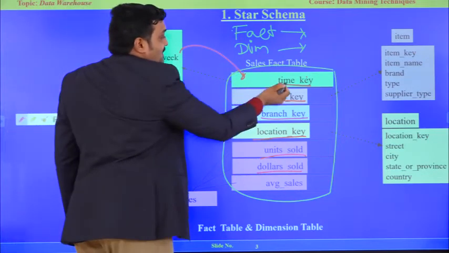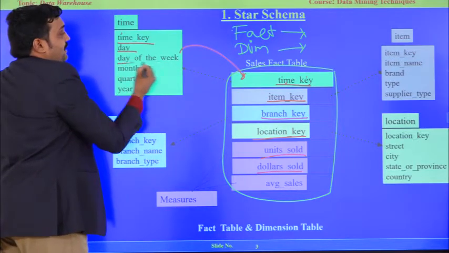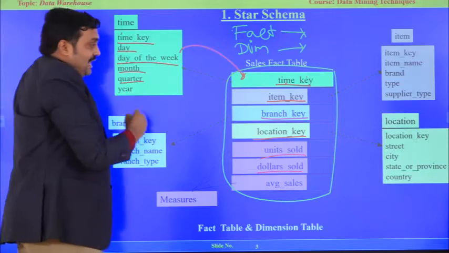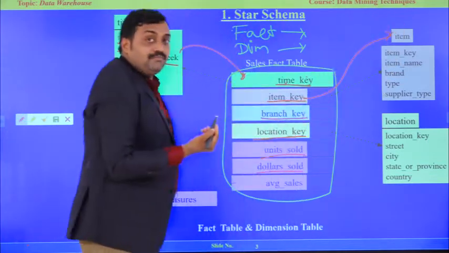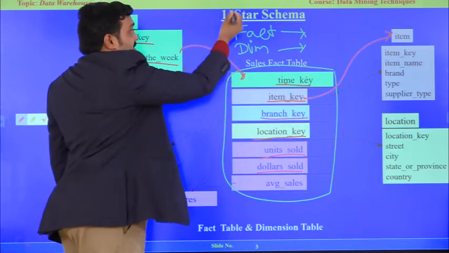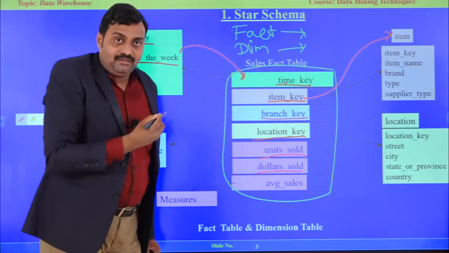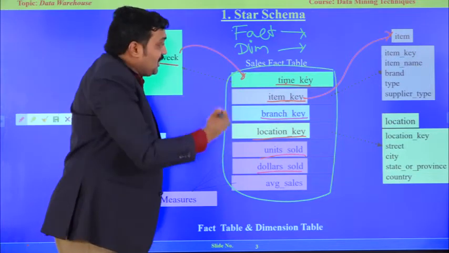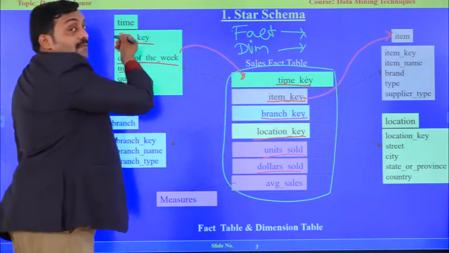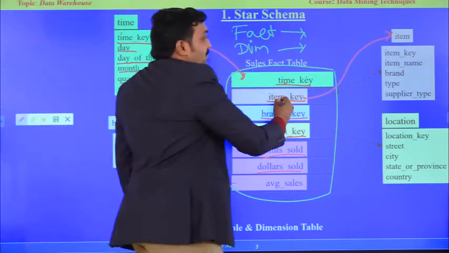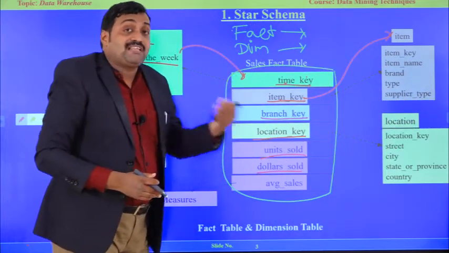So whenever accessing the time, automatically time is nothing but time key, day, week, month, quarter. Like item, from item. That means in star schema, the fact table acts as a key point. From that, each table is derived. So item has a time key for the time table, and an item key for the item table. Location means in which location my branch is available.